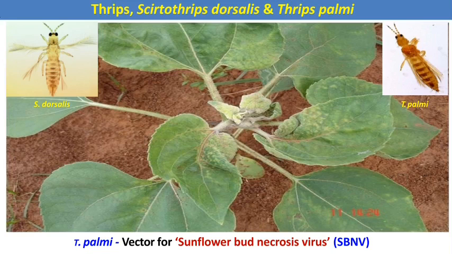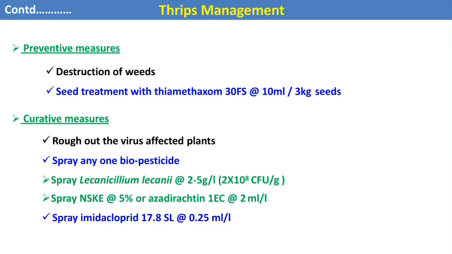Here Thrips palmi acts as a vector for the sunflower bud necrosis virus in the sunflower crop. For the management purpose, we can treat the seeds with thiamethoxam. Then, for curative purpose, Lecanicillium lecanii is a very effective biopesticide against thrips. Then, 5% NSKE and azadirachtin are the botanical insecticides mostly used against sucking pests. Then, imidacloprid is one of the best systemic insecticides used against thrips.